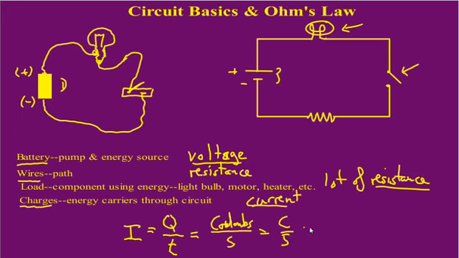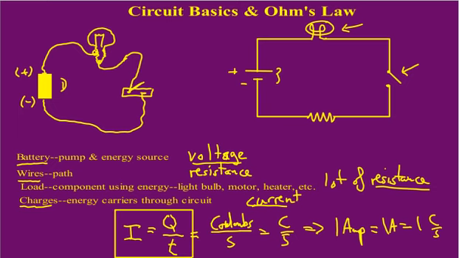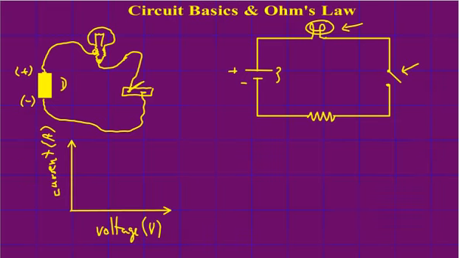You've heard of an amp, right? 1 amp, 1 A, equals 1 coulomb per second. A coulomb is like a dump truck of charges. One dump truck of electrons passing by every second. That's a lot of charge, a lot of current. That's 1 amp. So here's an equation that we'll use to some extent right here, for current. And that leads us now to Ohm's law.